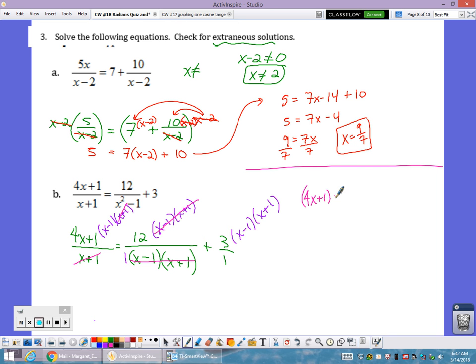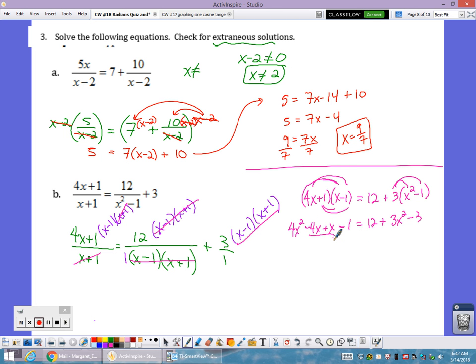The quantity 4x plus 1 times x minus 1 equals 12 plus, and I'm going to put this back to the way it was when we found it, because that's a simpler form. So I could multiply this all back together, but I'm just going to say 3 times x squared minus 1, because really those things are equal, here and here. Okay, then we can distribute our 3. Here we can just use distributive property. So we get 4x squared minus 4x plus x minus 1.